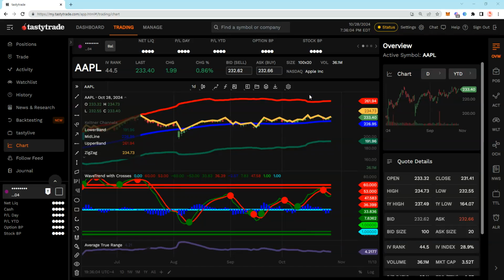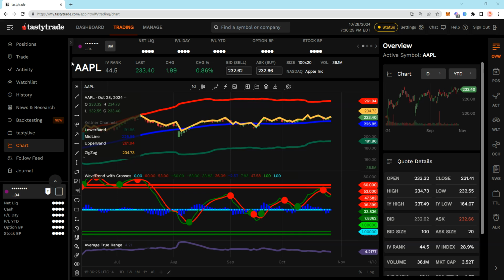Selling naked puts can make you rich. Here's how. We're gonna take a live example on Apple. I'm gonna show you step by step exactly how I sell puts on Tasty Trade with a lot less buying power than Robinhood and generate at least $100 a day in this trade.